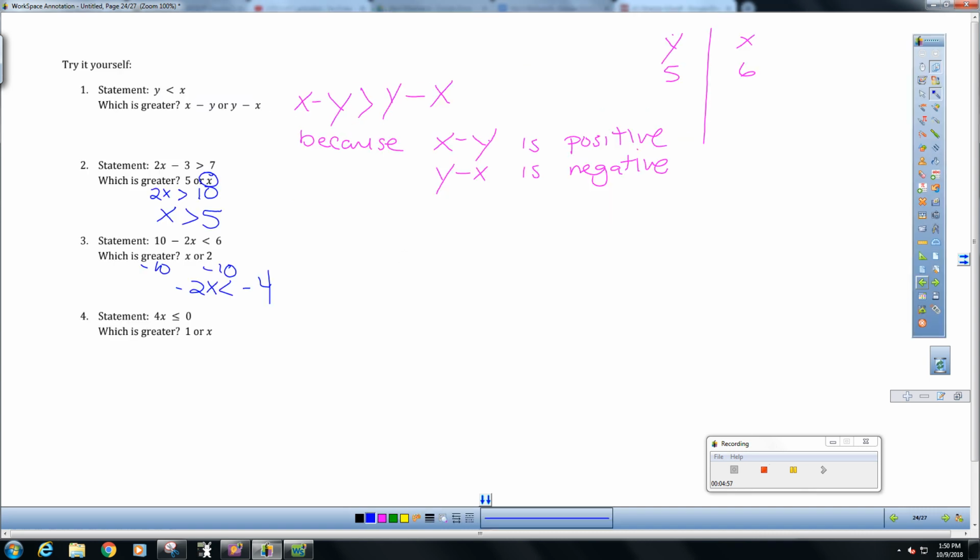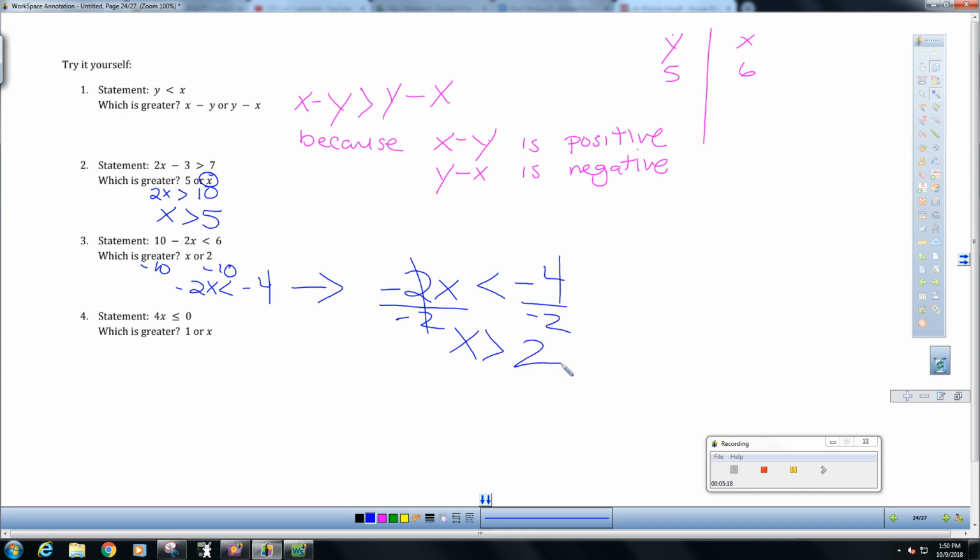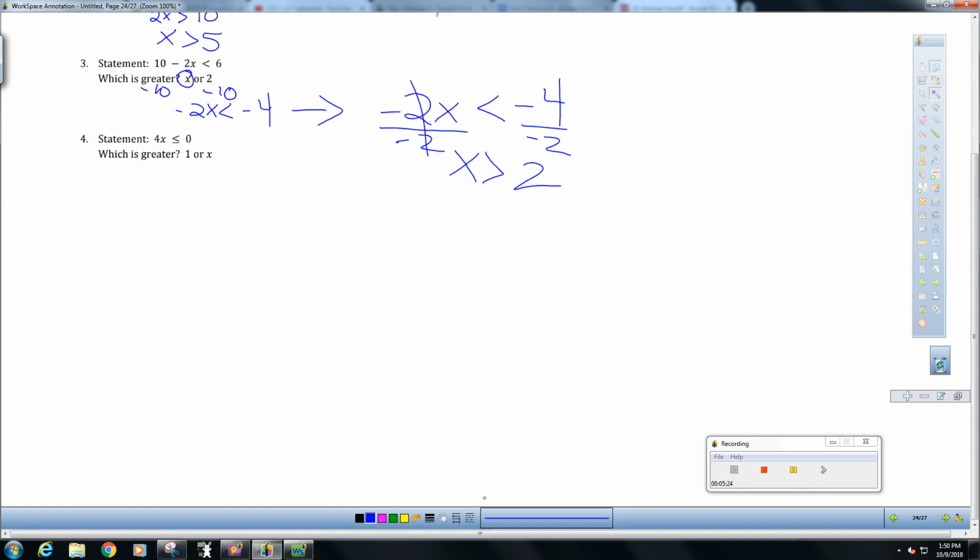Negative 2x is less than negative 4. And what are we going to do now? Divide both sides by negative 2. And what are we going to do to the sign? Flip it. And you get x is greater than 2. Which one's bigger? X. Got it? I forgot to change my pen color that time.